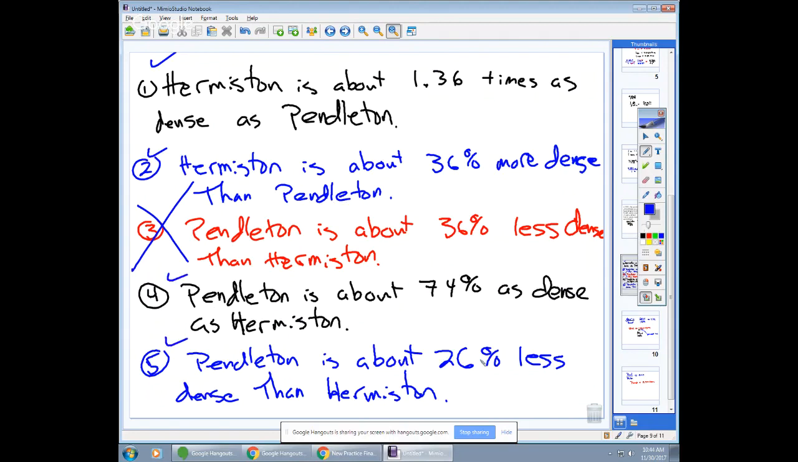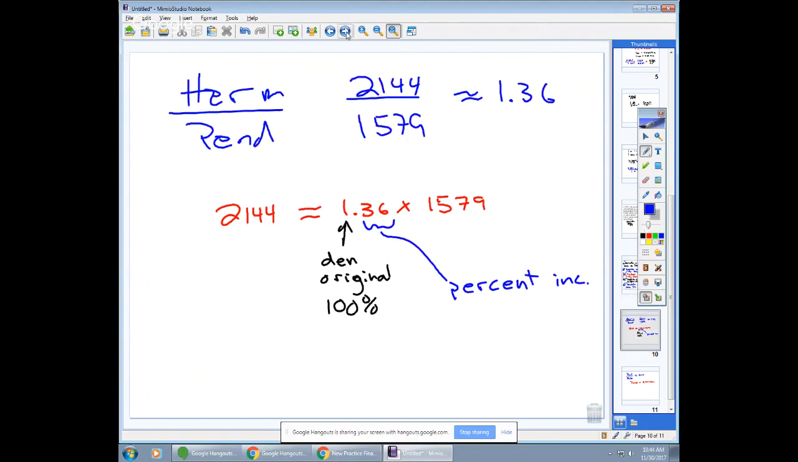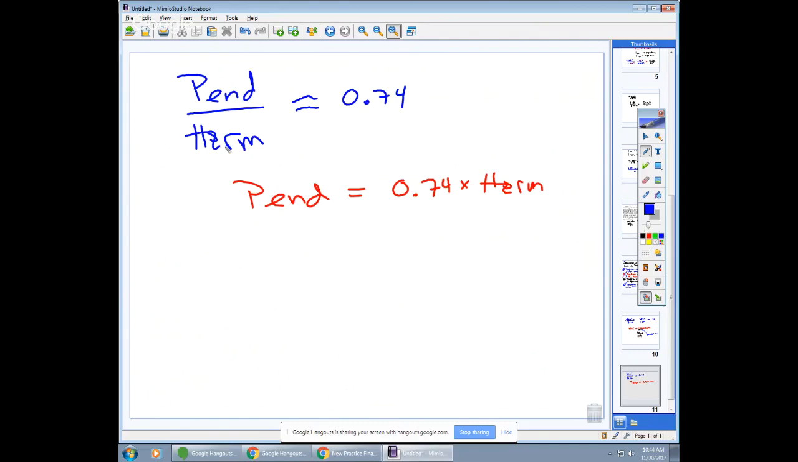Okay, so let's take a look at why. So 4 is correct just because of this calculation right there. You take Pendleton divided by Hermiston, you get 0.74. Algebraically, you can move the Hermiston up as a multiple of the other side. So literally, Pendleton is 74% of Hermiston. Right? That's a straight English translation of that math right there. All right. So Hermiston is our base value, right? In this case, your base value, right? That's what we call the original amount.